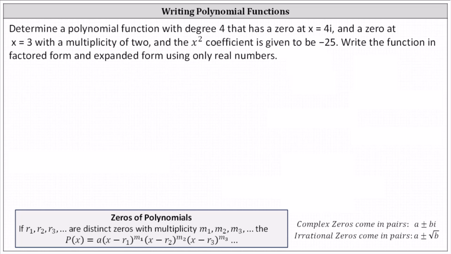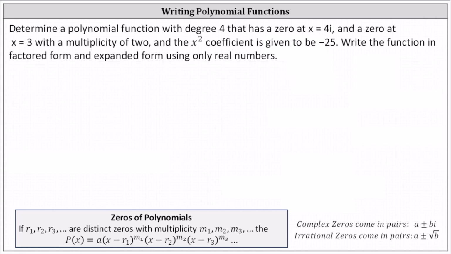Determine a polynomial function with degree 4 that has a 0 at x equals 4i and a 0 at x equals 3 with a multiplicity of 2, and the x squared coefficient is given to be negative 25. Write the function in factored form and expanded form using only real numbers.